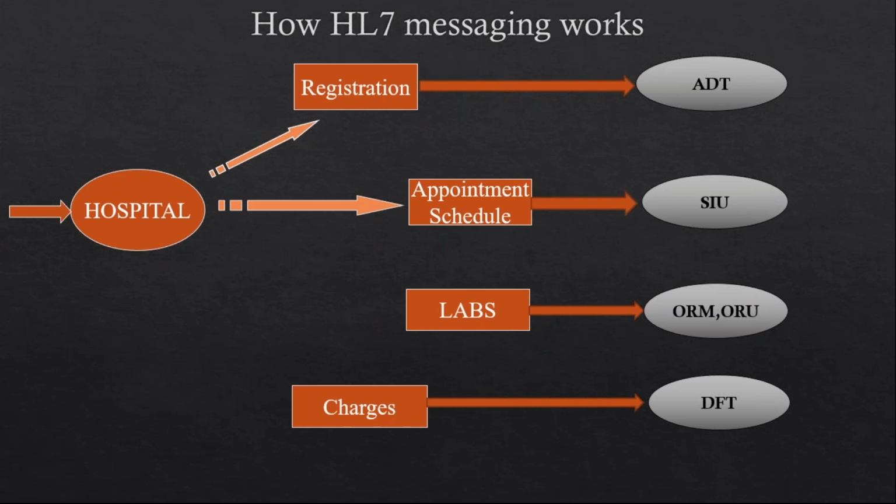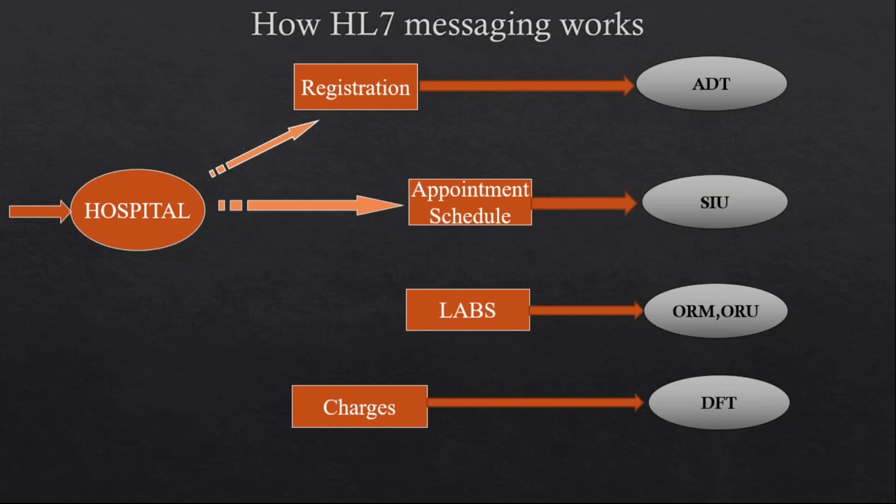Next, we have labs. So in labs, we have two main events. One is orders and the other one is results. So when we talk about orders, we see that we have ORM, and from results perspective, we have ORU. We'll check both of them. ORM is observation request message. So as the name itself suggests, it's an observation request or an order that is being sent from EHR to lab system.